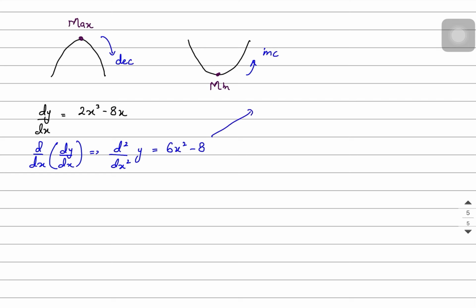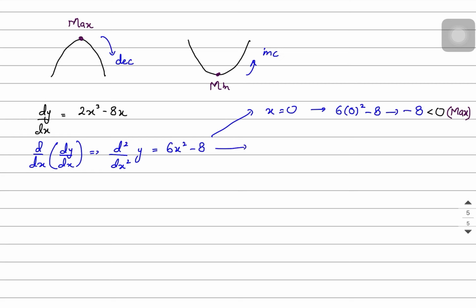So I have 3 different values. x equals 0, I will put this value. So I will get 6 times 0 squared minus 8, that is going to be minus 8. That is a negative number, right? Negative number means it is going to be a decrease. And if it is a decrease, we can clearly see that it is a maximum point.